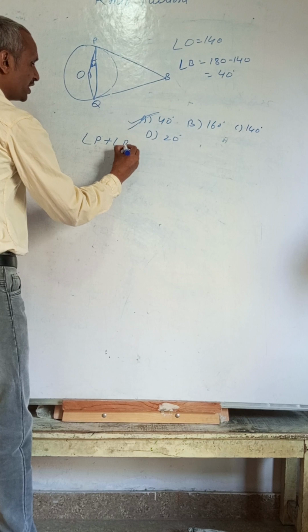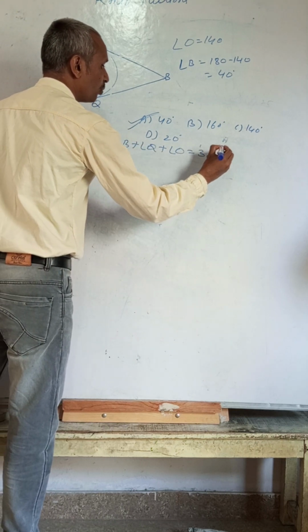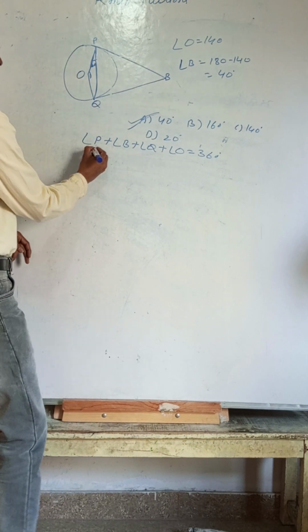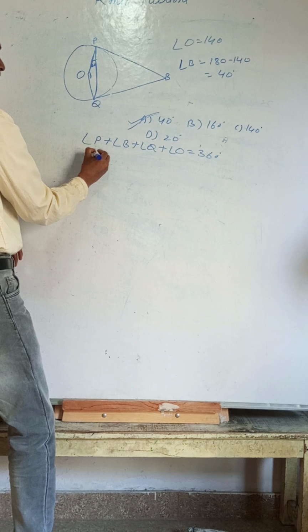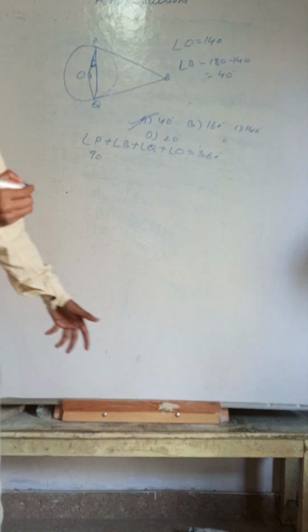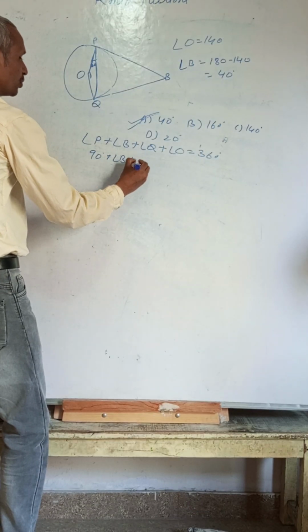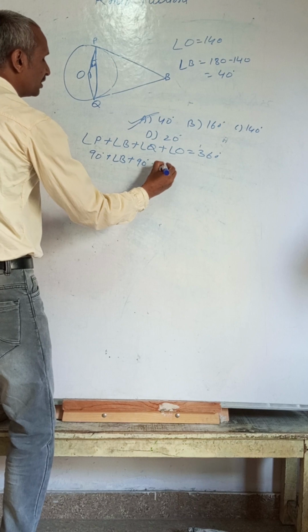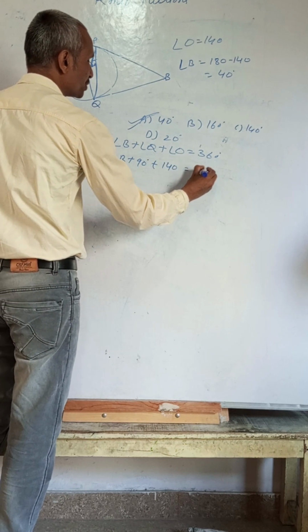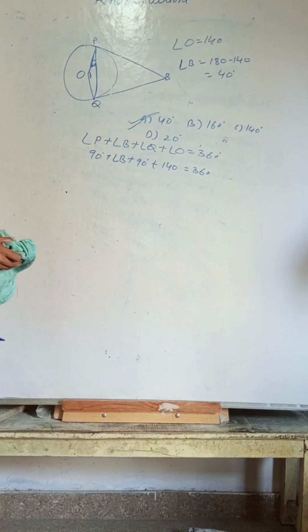Angle P plus angle B plus angle Q plus angle O is equal to 360 degrees. Why? Because it is a quadrilateral. Angle P is always 90 degrees, because on the tangent, the radius is always perpendicular. Angle B you have already to find out, plus angle Q, that also is 90 degrees, plus angle O, that is 140 degrees, is equal to 360 degrees. Like that you will do, then also the 40 degree answer will come.